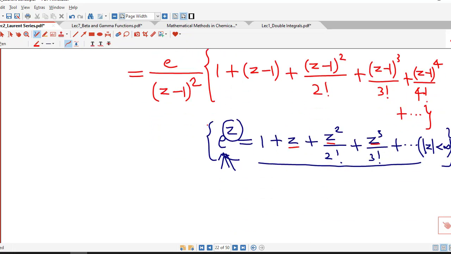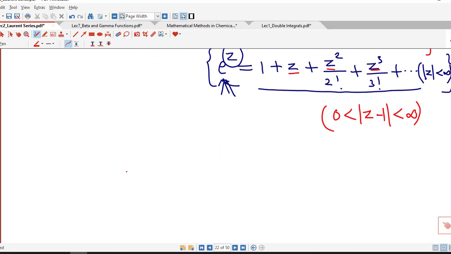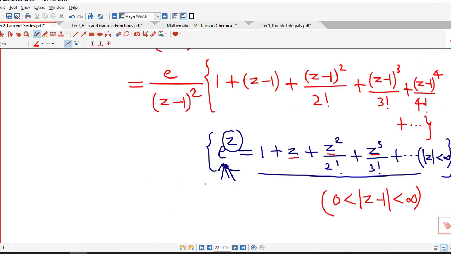But this expansion is valid in the annular domain 0 less than absolute value of z minus 1 less than infinite. Now we can rewrite this by multiplying with e over (z minus 1) square, or we can keep e outside. So first term is e over (z minus 1) square. We are multiplying each term of this series by e over (z minus 1) square.